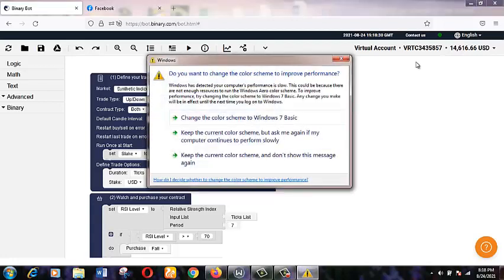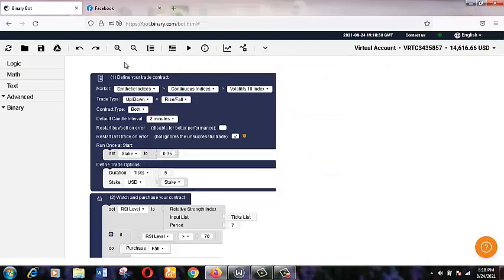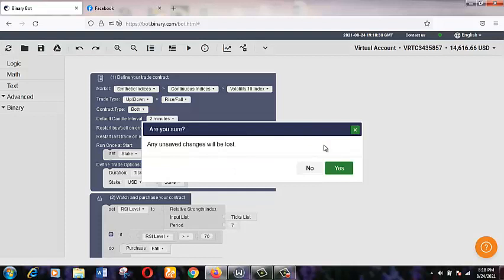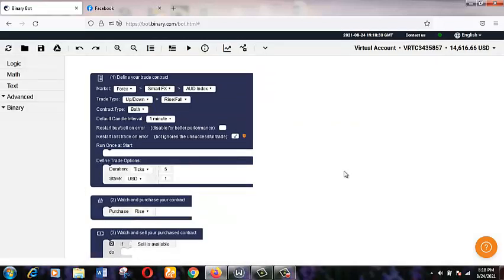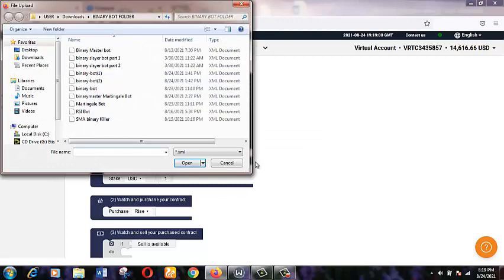The first thing we do is refresh this page to remove any other bot or indicator that is there now. We have to remove it, so I can upload the new one we want to use. We'll come here and click load bot, then go to my computer and upload from my computer.